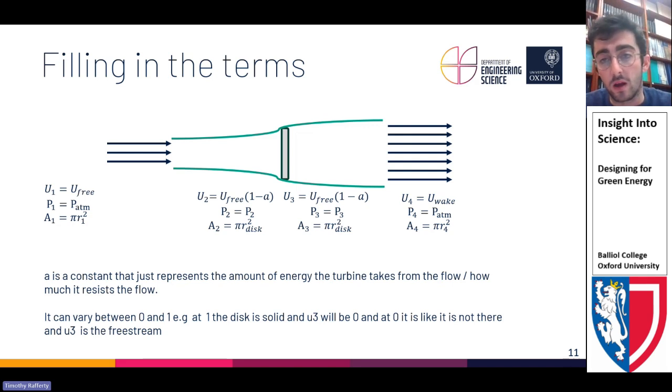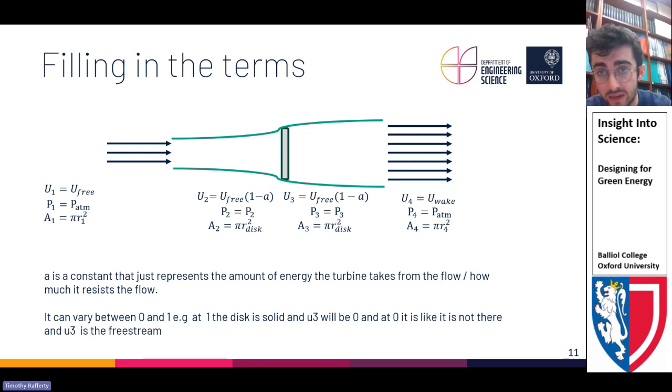It's called A, the induction factor. And if it had a value of 1, then the speed at U2 would be 0, the speed at U3 would be 0. And that's because it would be like a physical disk. It would not be letting any of the flow through. So all A is describing is how much flow gets to go through the disk, how much resists it. It's a bit like what we describe as a porous region. That's like a sponge. You know, how sponges have pores. If you were to pour water on it, only some of the water would come through. But if you just poured water normally, it would all obviously come through. So that's where the A bit comes from.